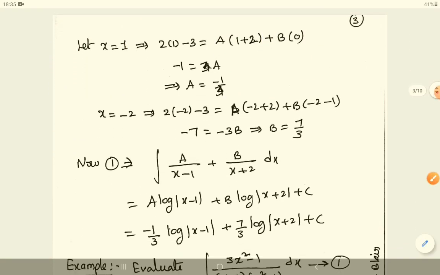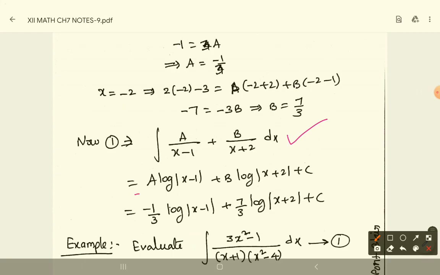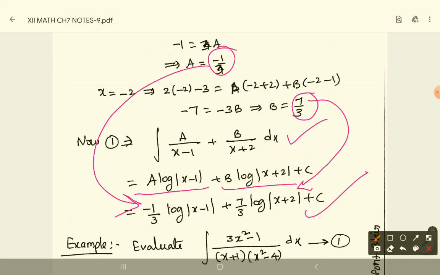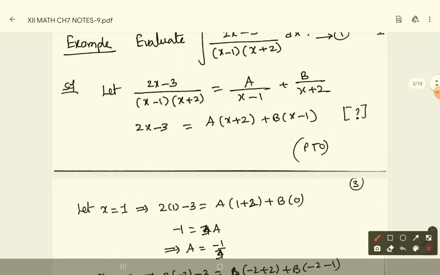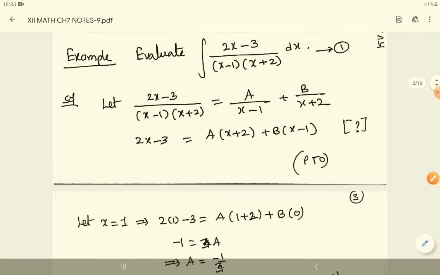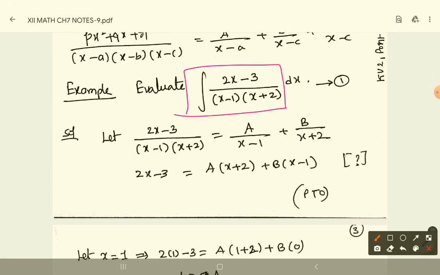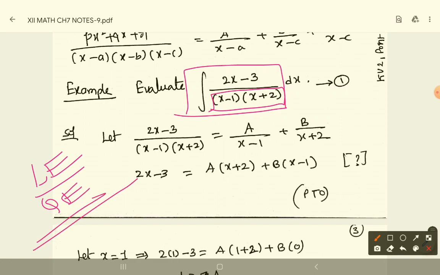Then substitute that a value and b value in the integration. So it is a log mod x minus 1 plus b log mod x plus 2, where a value, minus 1 by 3, is substituted here, and b value, 7 by 3, is substituted here. Then we have found the integration. The alternate version for this partial fractions question, when there are two linear factors in the denominator, is by using special integrals. You multiply these two and you get a quadratic expression. You learnt this already. That will be quite longer than the process which you had here.